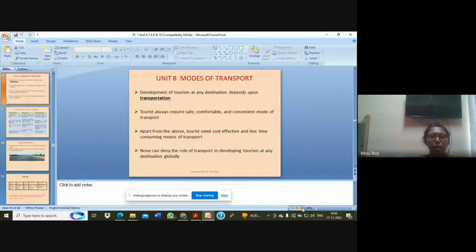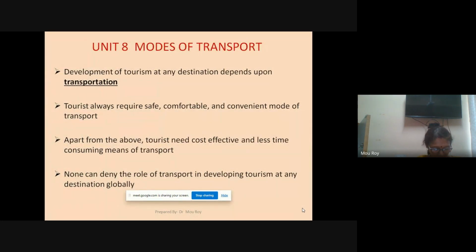Okay, so here we come. These are the modes of transport. Of course, it's not only about the destinations, but the mode of transport is also very important. When we talk about the mode of transport, it also comes under the development of infrastructure, like highways, all this network of roads from one state to another state. So networking has to be there. When we talk about the modes of transport, we have air travel, rail travel, road travel, then water travel, then public transportation, then the adventurous travel. So development of tourism at any destination depends upon the transportation, which is very important.